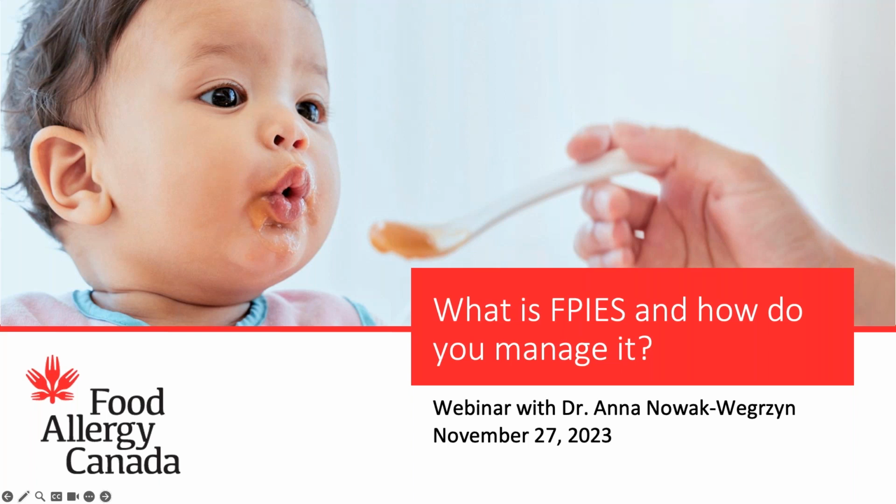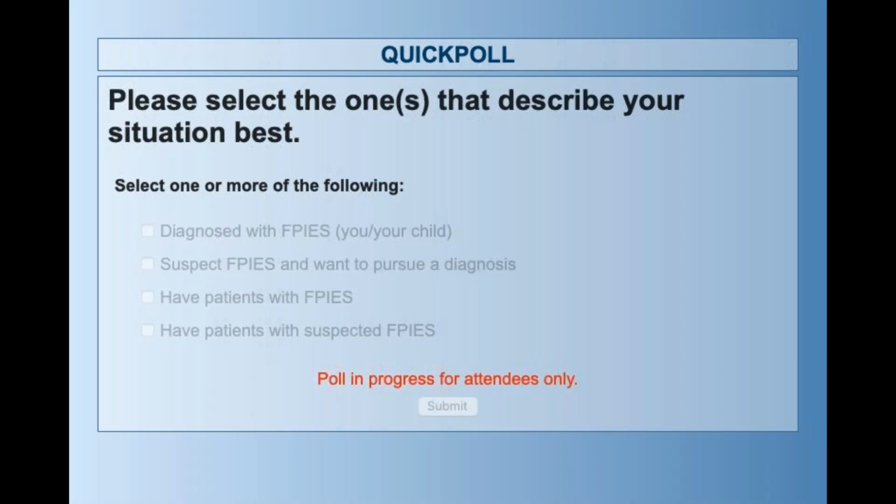So before I turn it over to our expert, we'd like you to answer this poll so we understand who has joined us in the listening audience. Please select all that apply. First, which situation best describes your situation? You or your child have a diagnosis of FPIES, you suspect FPIES and want to pursue a diagnosis, you have patients with FPIES, or you have patients with suspected FPIES. Please take a moment to answer that poll question.